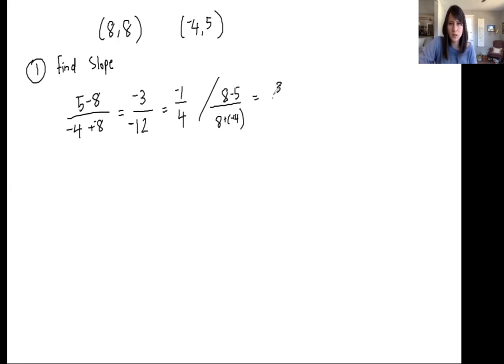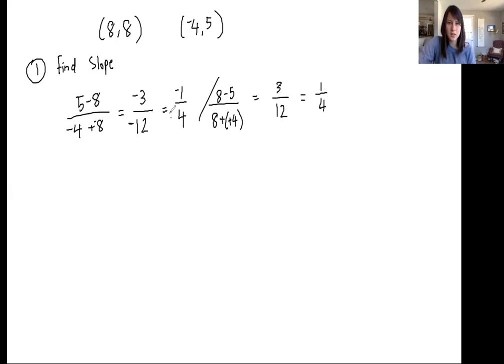So this would be 3 over 4 plus, wait, sorry. My handwriting's not very good, so let me rewrite this here. So this would be 5 over 8 minus 5 over 8 minus negative 4. So if I do this, I add the opposite. And so this would be 3 over 12. And when I simplify that, that's 1 over 4.